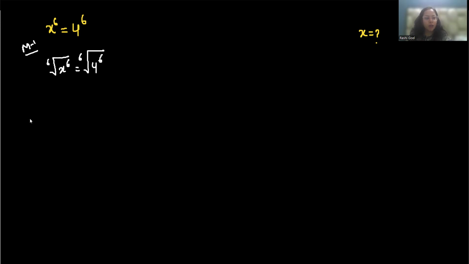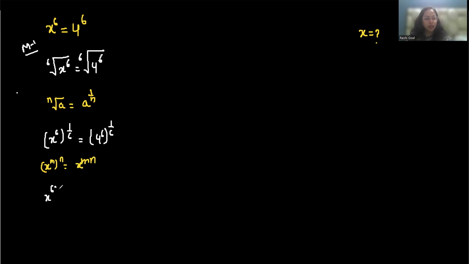Now according to the exponent rule, nth root of a we can write as a power 1 by n. So it becomes x power 6 power 1 by 6 is equal to 4 power 6 power 1 by 6. Now another exponent rule, x power m power n, we can write as x power mn. So it becomes x power 6 times 1 by 6 is equal to 4 power 6 times 1 by 6.